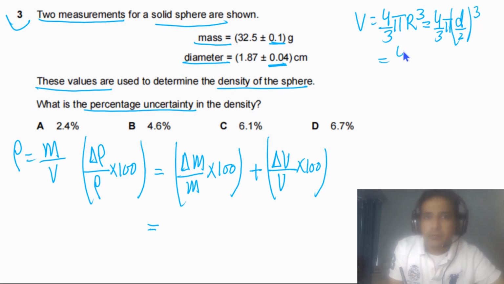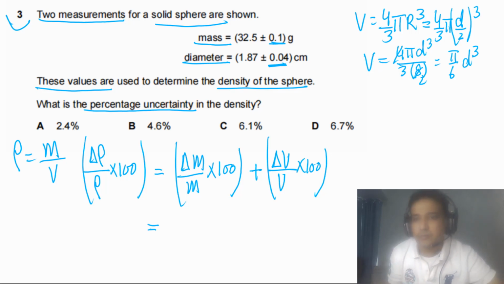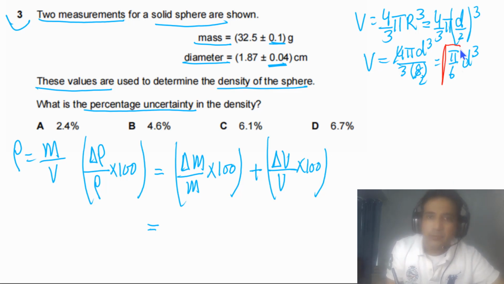Now, if we simplify, we get 4π d³ divided by, we have 3 here and we get 8 here. Now we can cancel this 4 with it. So we are left with π/6 d³. So this is the volume. But if we look at π over 6, this is a constant. When we calculate percentage uncertainty, we don't consider constant numbers because they will simply cancel.